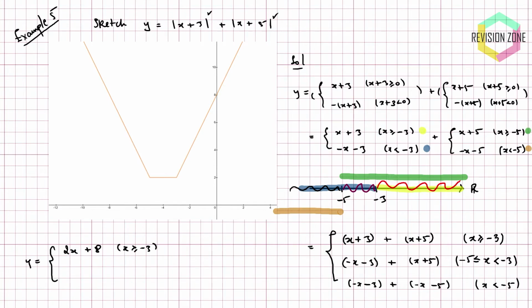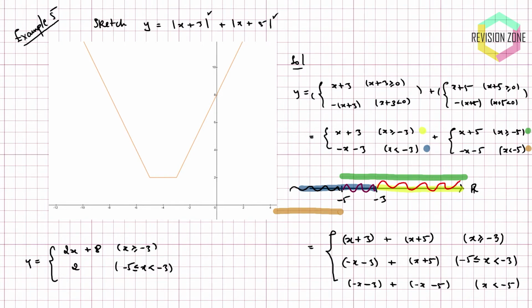And then for the second part, we're going to have negative x and plus x, so the x's are going to cancel, and I'm going to have 5 take away 3. And of course, 5 take away 3 just gives me 2, and that's going to be valid for x being between minus 5 and minus 3.